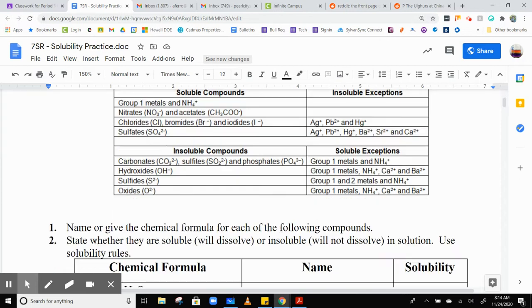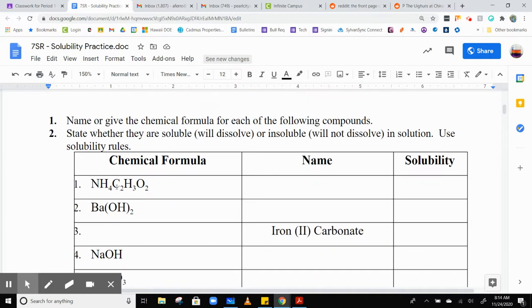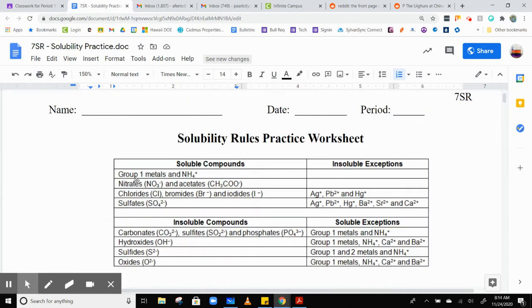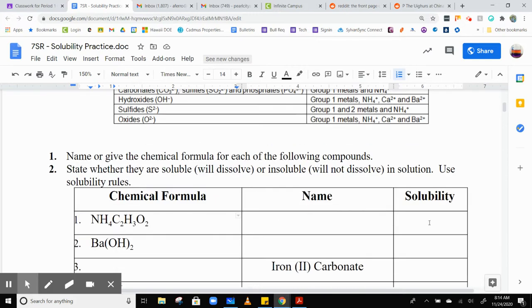All right, so those are the rules. How do you use them? Well, we look at a chemical formula here. We have NH4C2H3O2. This is an ionic compound, with the ammonium cation and the acetate ion, so two polyatomic ions. This is ammonium acetate. We know from the rules that all ammonium compounds are soluble. So that would be soluble.